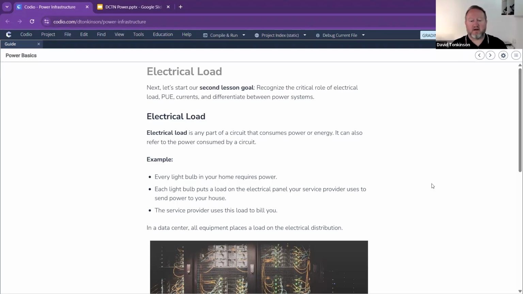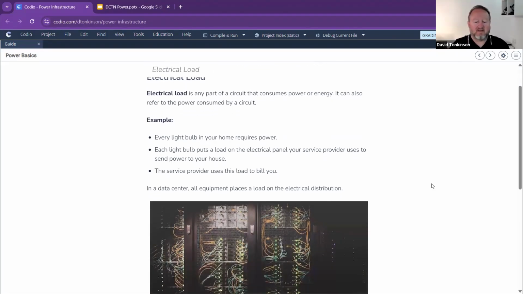Let's have a look at electrical load. So what is electricity? It basically forms part of a circuit. The power is consumed at one end. Tea time, right? Yes, you get some tea time, Greg. That's right. Another biscuit. Okay, so if you look at electricity, every light bulb in your house requires power. Every computer essentially requires electricity to it.